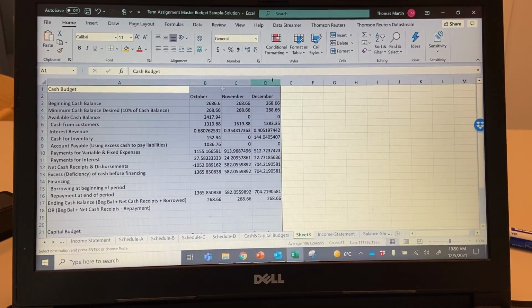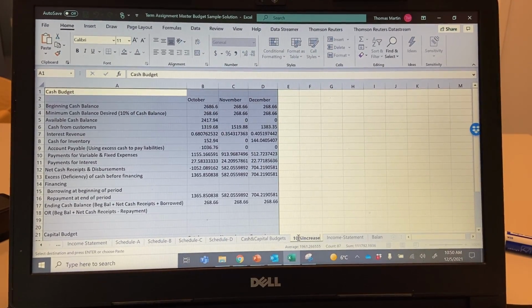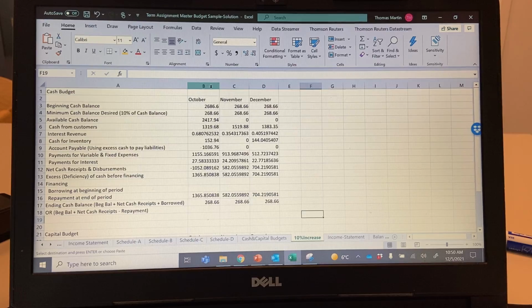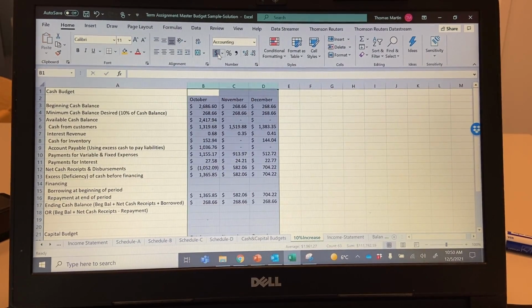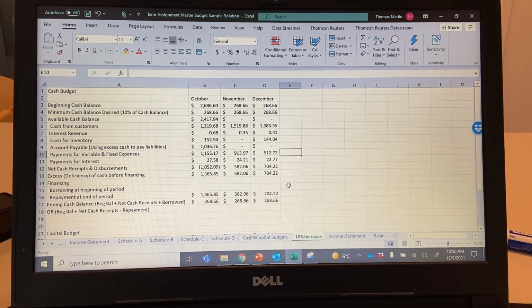So I don't want any of this to be linked. But you can call it 10% increase. And we can change this to dollars. So now it matches what you had.